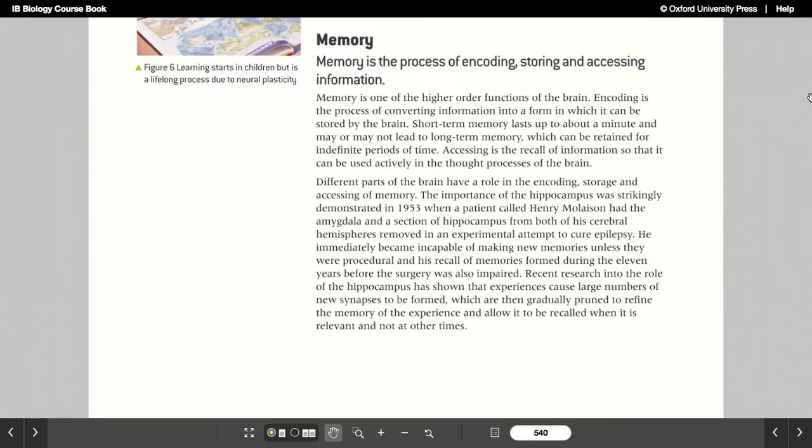And we convert things from short-term memory, which is in our frontal lobe, and it moves to long-term memory, which moves to the back of our brain, where our hippocampus is. And the importance of the hippocampus was strikingly demonstrated in 1953 when a patient called Henry Molaison had his amygdala and a section of his hippocampus from both of his cerebral hemispheres removed in an experimental attempt to cure epilepsy, and he immediately became incapable of making new memories unless they were procedural, and his recall of memories formed during the 11 years before the surgery was also impaired.